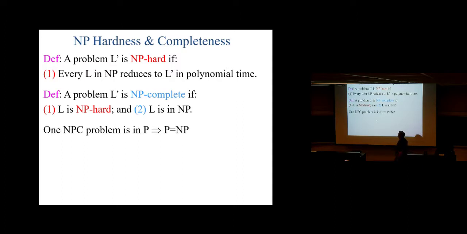But it also implies that if one NP complete problem is in P, they all are, and all of NP is equal to P. Why? Because if one problem that's NP complete is in P, remember, it's NP complete, meaning everything in NP reduces to it. And if you can solve it in polynomial time, through these reductions, you can solve all the others in polynomial time too. How many can see this logic? Not too many. Okay.